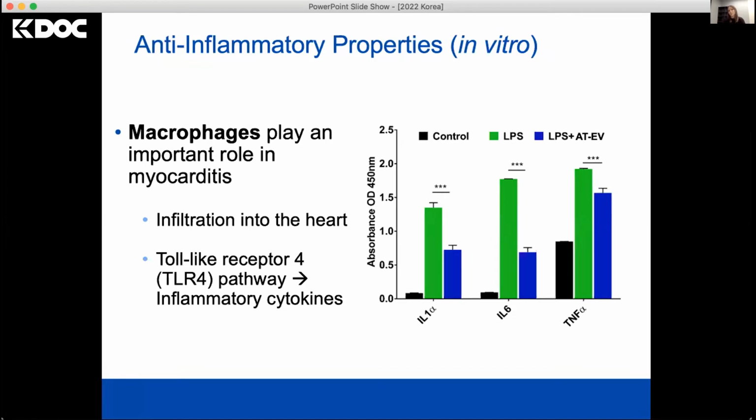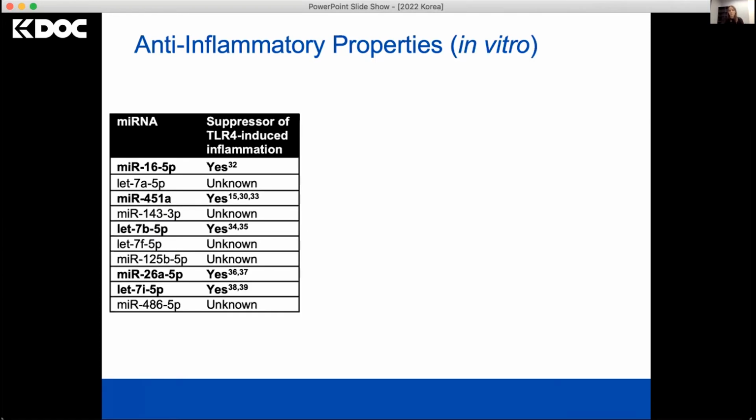And surprisingly, we saw that the adipose tissue extracellular vesicles could suppress inflammatory cytokines to a very similar extent as the donor-matched extracellular vesicles from the cell culture from MSCs, which are not shown here, but also to a similar extent as has been shown in the literature many times. So surprisingly, they do have similar anti-inflammatory properties in this simple cell culture model.